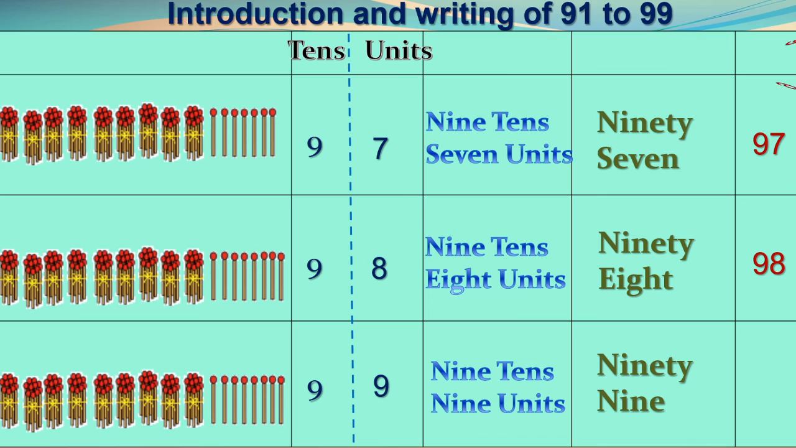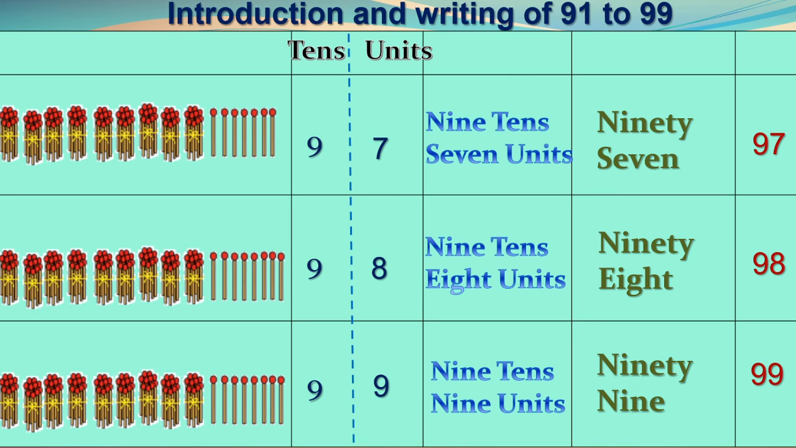And how to write in numerals? See here, 90 and 9, that is 99. Got this, children? Dear children, this is the biggest 2-digit number. When we add one more to 99, it will become a 3-digit number. That we will learn in the next lecture. I hope you understood how to write the numbers from 91 to 99.